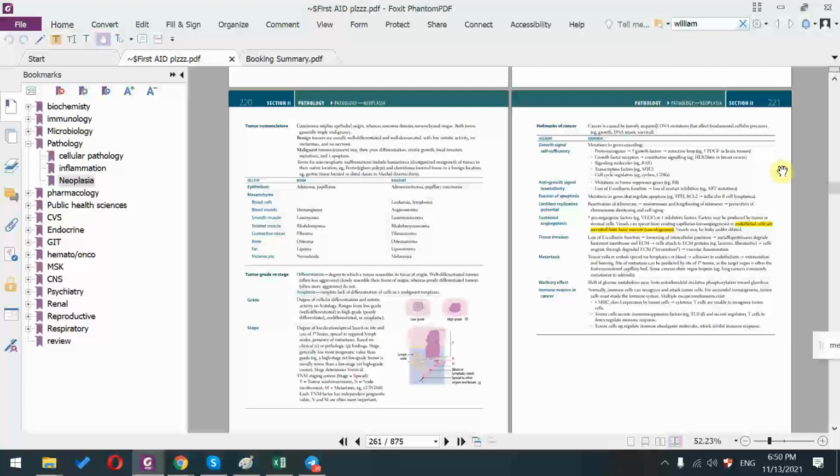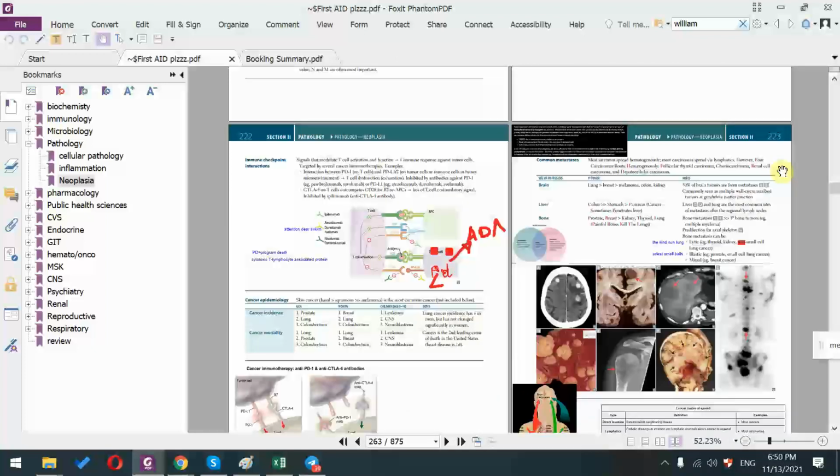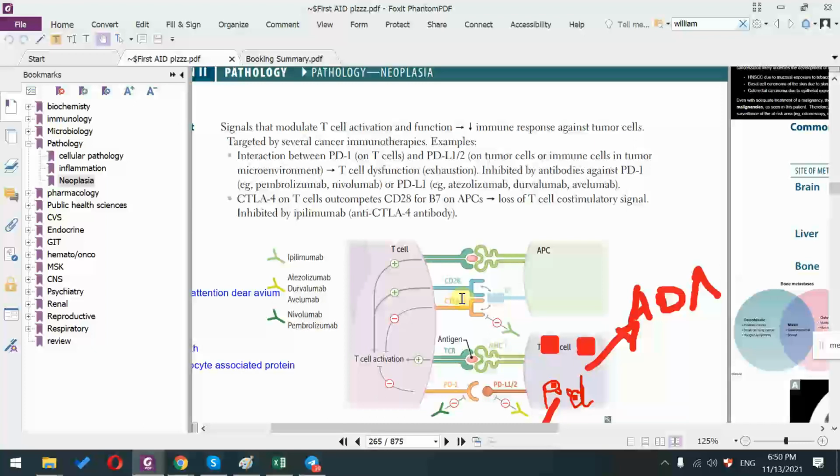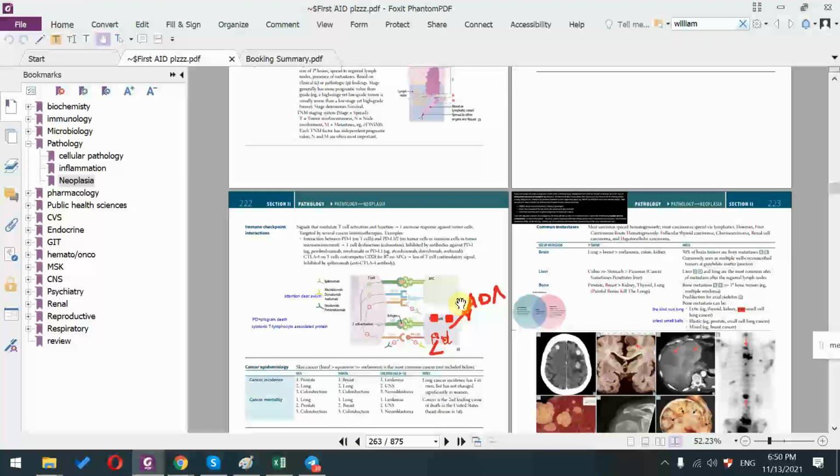Let's do the hallmarks of cancer, but before we do that, I'm just going to tell you something really quick. Guys, see this page, immune checkpoint interaction. The guy who won the Nobel Prize for 2019 or 2020, I'm not sure. I think 2019, yes, 2019 for sure. He won it because he discovered this thing. So we are studying the most cutting edge medicine with you. We'll speak about that after the break.